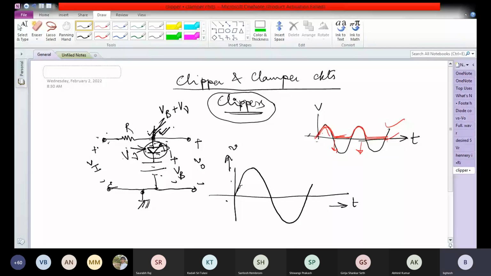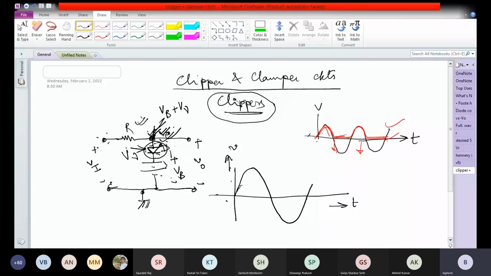Sorry, if the diode D1 is on, therefore this voltage will be held at VB plus V gamma. And if the diode D1 is off, what is going to happen? There will be no current in the circuit, and the voltage here will be held at VB plus V gamma.